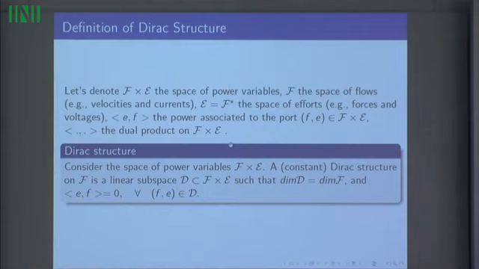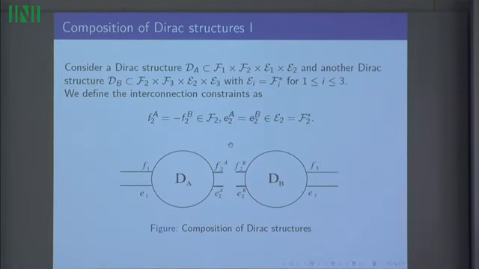So a Dirac structure, here the constant Dirac structure, is a linear subspace D of F cross E, such that the dimension of D is equal to the dimension of F, and their inner product is always 0 for every element in the Dirac structure D. So this actually helps us with power preservation in Port-Hamiltonian systems.